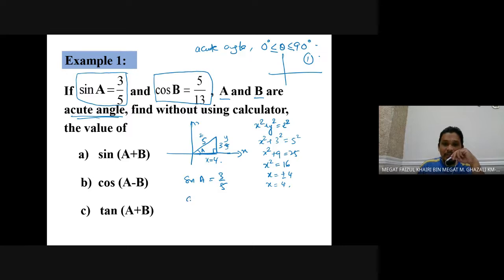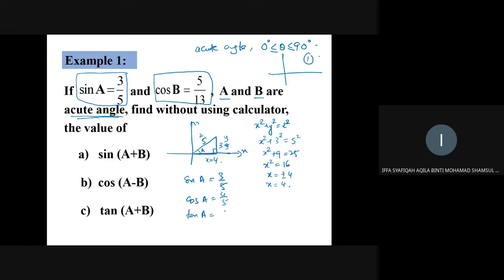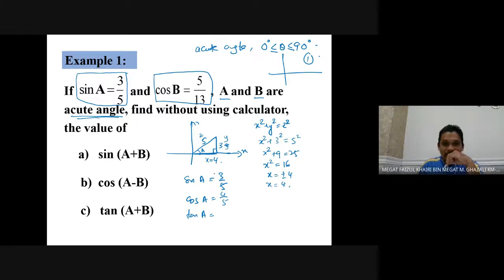Okay, so now cos A equal to, what is the value of cos A? Class, what is the value of cos A? Cos is adjacent divided by hypotenuse, which is 4 over 5, and tangent A equal to 3 over 4. Opposite divided by adjacent here. Good, 3 over 4.